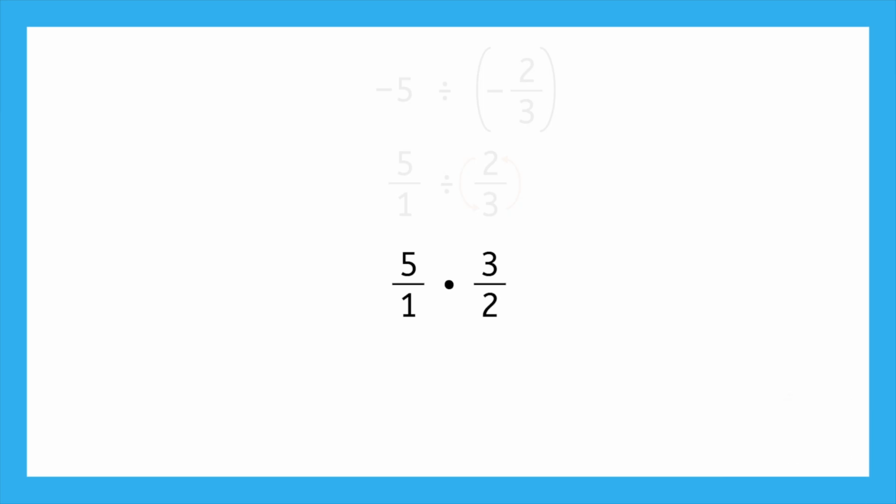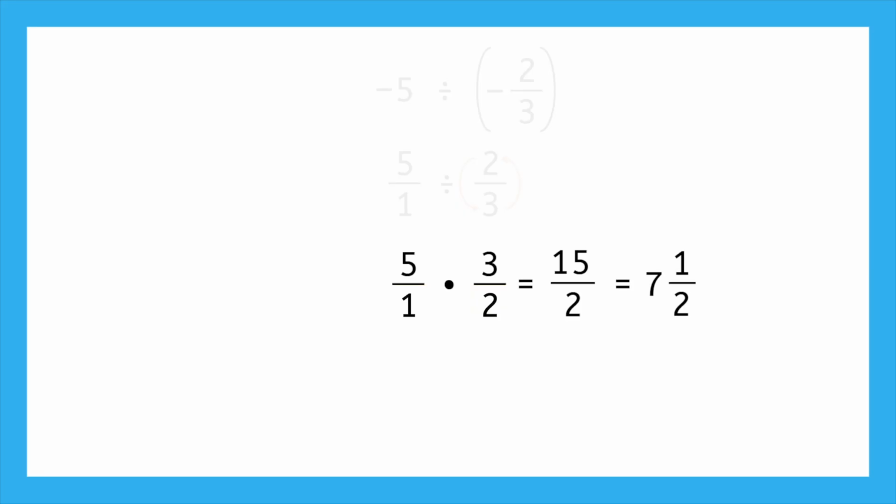All right, check your work. Start by multiplying the numerators to get 15 and the denominators to get 2. We can't simplify this because 15 and 2 don't have any common factors. But this answer is an improper fraction. Remember, when the answer is improper, we change it to a mixed number. To do that, divide 15 by 2 to get 7 1/2.